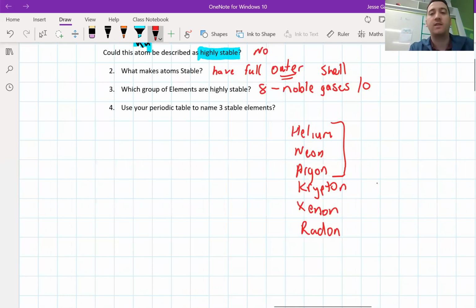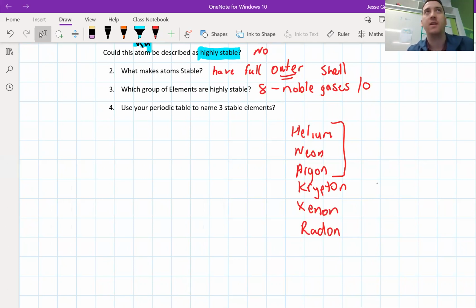All right, that's it for today's lesson. You learned today what a chemical formula is, why elements react, and why certain elements are very stable and certain elements want to react. They want to be like the noble gases. They want to have a full outer shell.